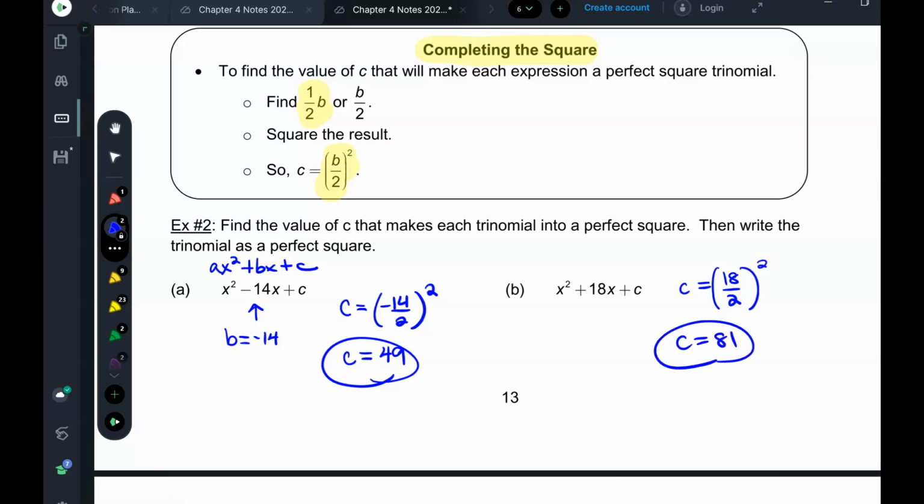You were thinking square root. That's why. It's okay. C is always positive. Take the middle number, divide it by 2, and then square it.